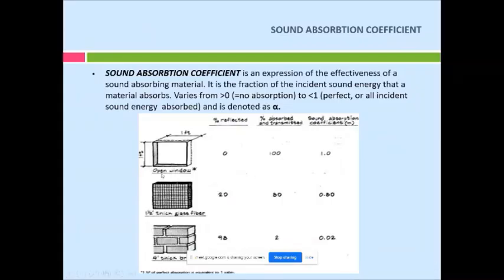Then for an open window, or if you have an open door, the sound absorption coefficient will be 1. Why are we considering an open window? When we try to calculate reverberation time or total room absorption, obviously we will have doors and windows. So in that case, for the part of the surface area having an open window or open door, we will take the alpha value equal to 1, right?